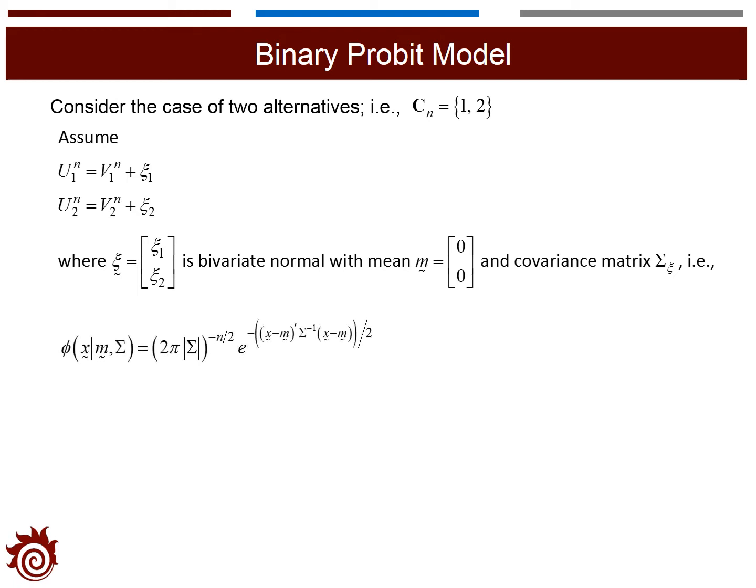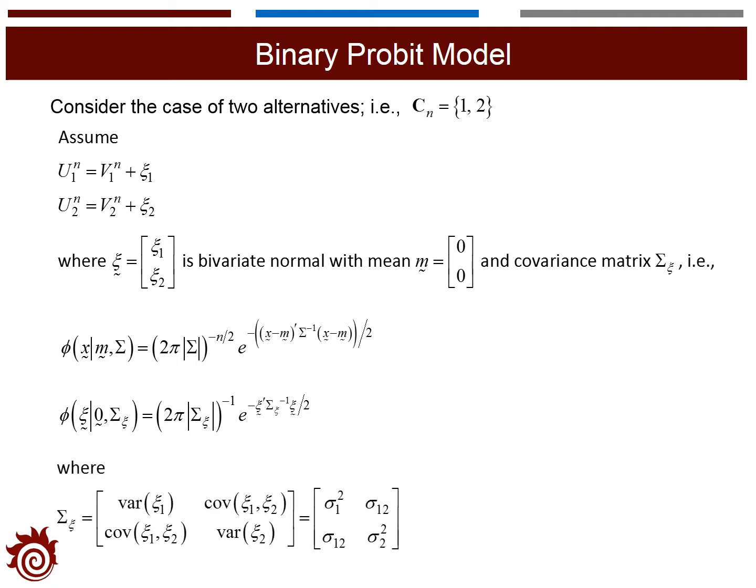This equation shows the probability density function of the bivariate normal distribution. With the defined mean and covariance, we can get the probability density function for the random terms. Here, the covariance matrix contains three parameters: sigma 1 squared and sigma 2 squared are the variances of xi1 and xi2, and sigma 1,2 represents the covariance between xi1 and xi2.